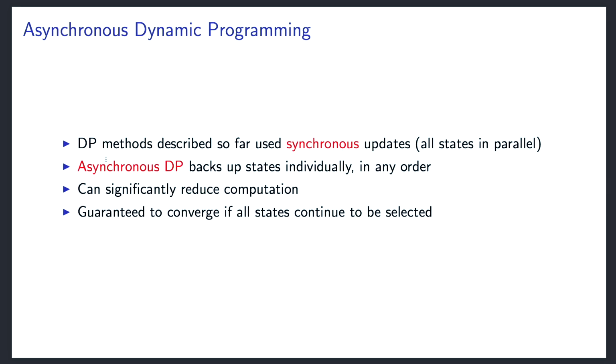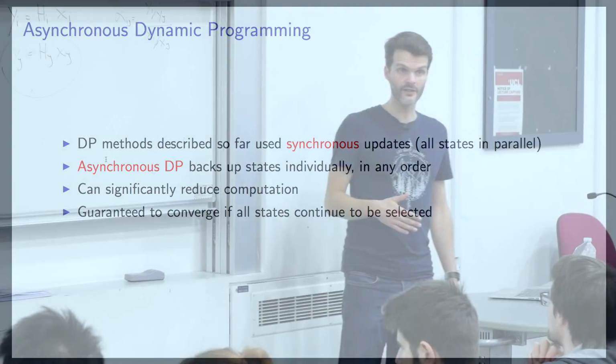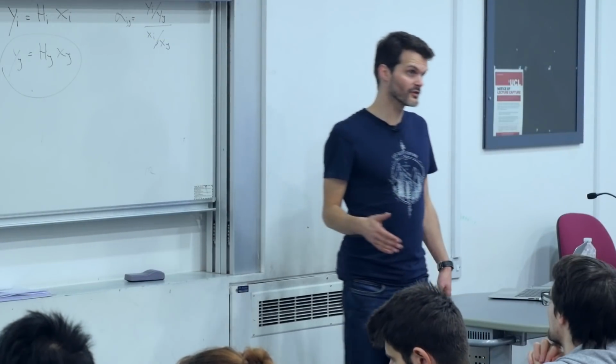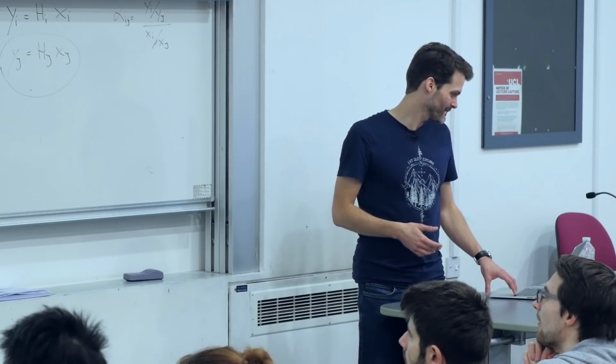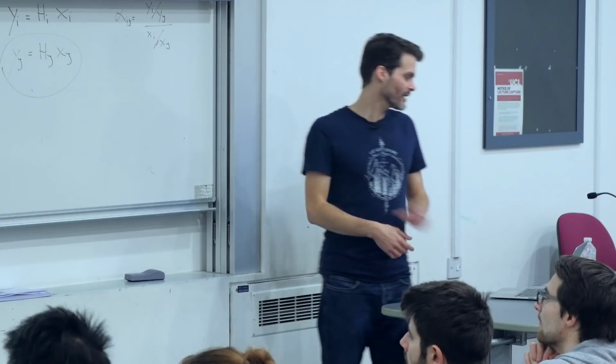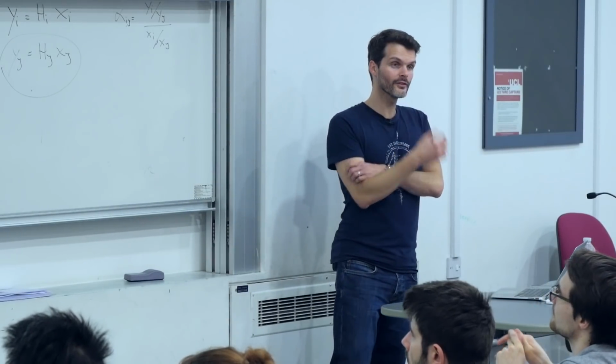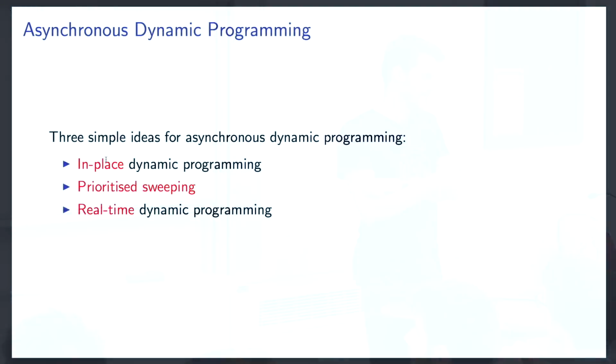This is still guaranteed to converge under the same conditions as the synchronous dynamic programming, essentially guaranteed if you do continue to update everything. So for state value functions, you do need to consider all states often enough in total at the end. Doesn't mean you have to consider all of them at the same time, but you just have to eventually get back to them and do some updates. Now I'll just discuss 3 simple ideas for asynchronous dynamic programming. These are probably fairly intuitive.